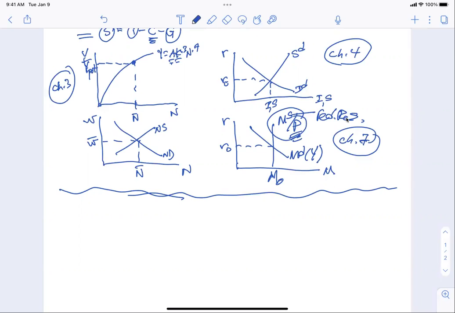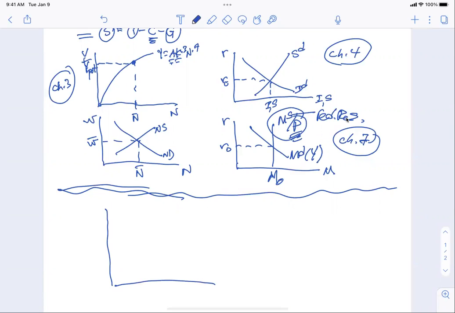So the reason I wanted you to pause it is because there was a potential for an aha moment there, in the sense of how those IS and LM, aggregate demand, aggregate supply, how are they related to these underlying markets, right? So now I'm going to do the rest of the story here.